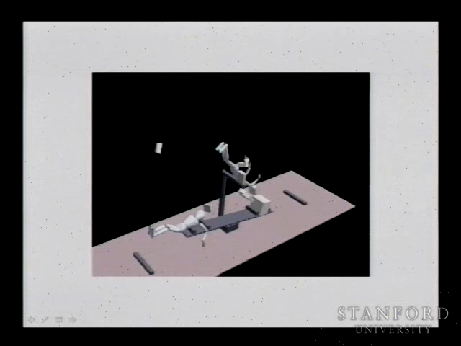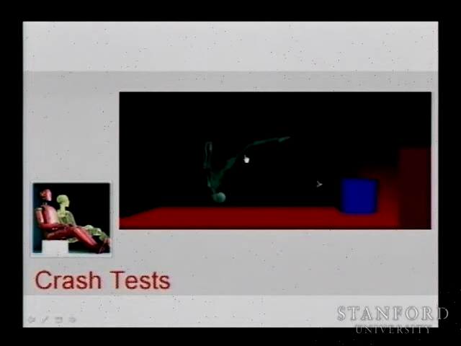Someone from the automobile industry was visiting us and said, now that you have a model of skeletal systems and good models for resolving contact, why don't you use them for crashes instead of using dummies? Ouch. But it's only in the model.